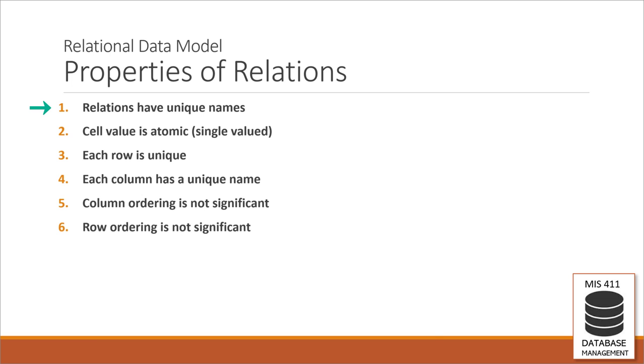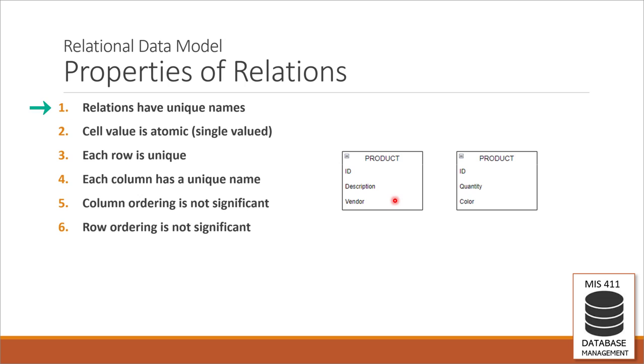Okay, a relation, a table, has to have a unique name. You cannot have 2 tables named the same thing. You cannot have 2 relations named the same thing in your schema, in your database, for all intents and purposes. So, right, you can't have 2 product tables.